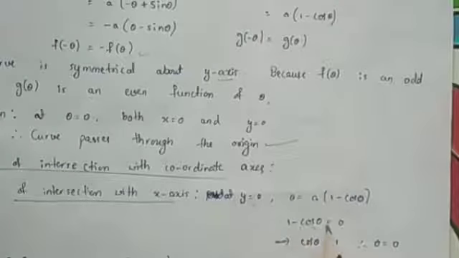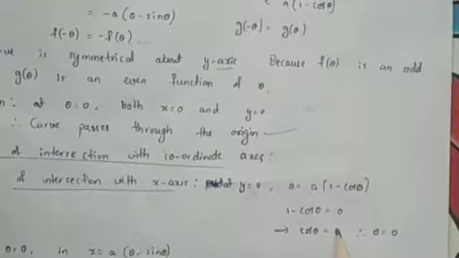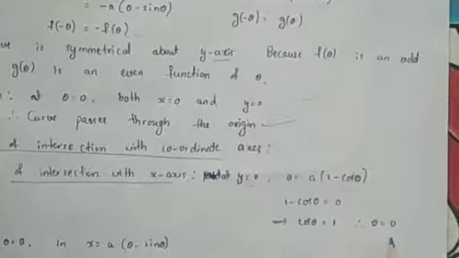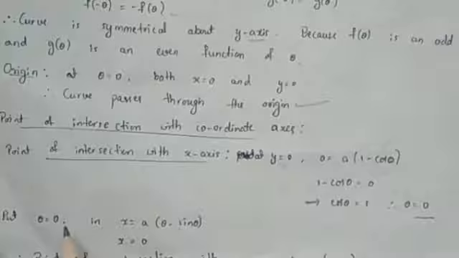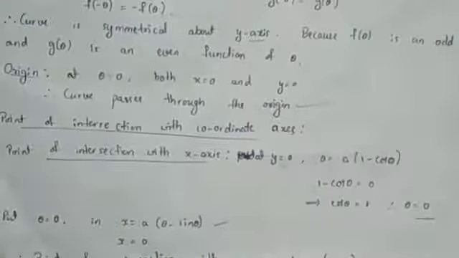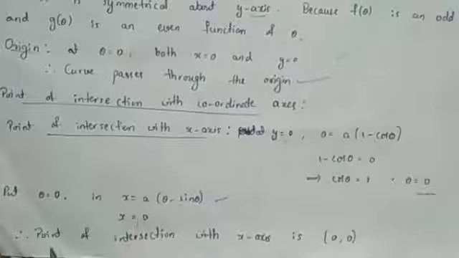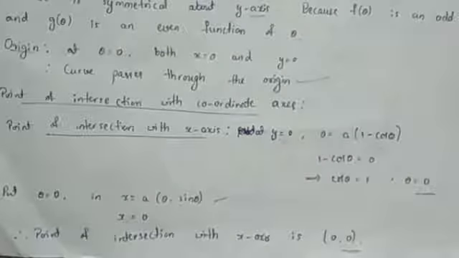1 minus cos theta is equal to 0, so we get cos theta is equal to 1. So we say the theta value is 0. Put theta value equal to 0 in x is equal to a into theta minus sin theta. We get x is equal to 0. Therefore the point of intersection with x axis is (0, 0).